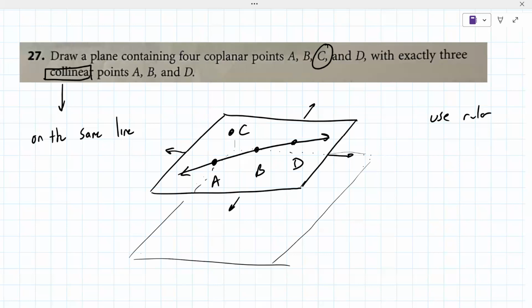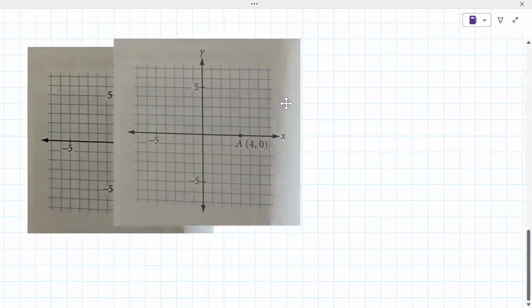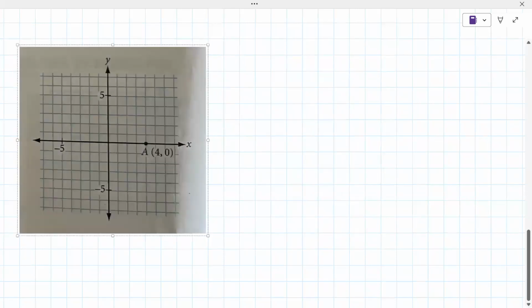What's the next one here? Let me go back to chat. Is it 29? 29. Okay. Yep, 29. Do you have graph paper? No, but I can make a little graph. Yeah, it's good to have some. You can throw that in an Amazon order or something. It's just good to have.